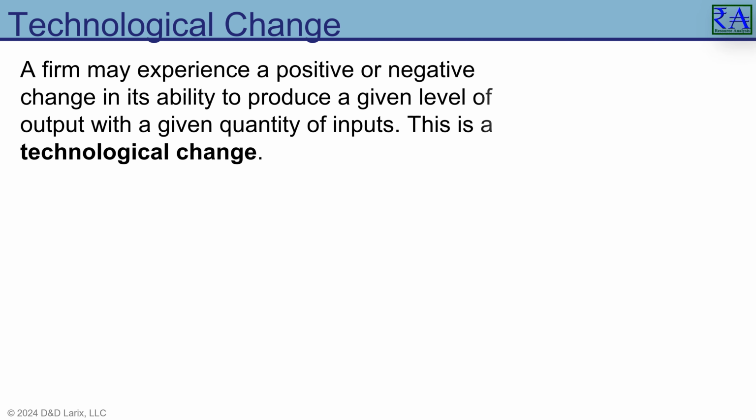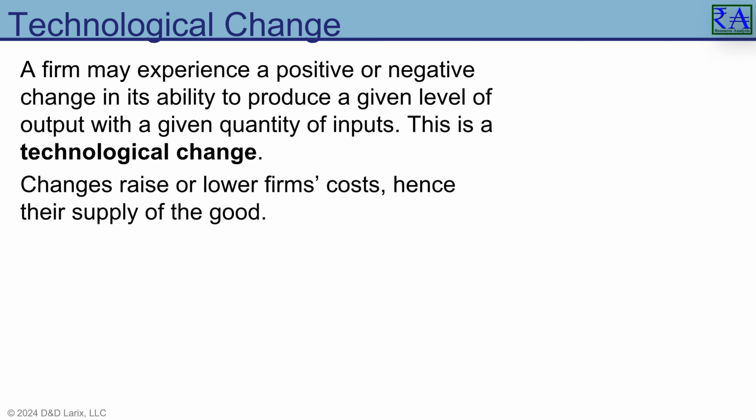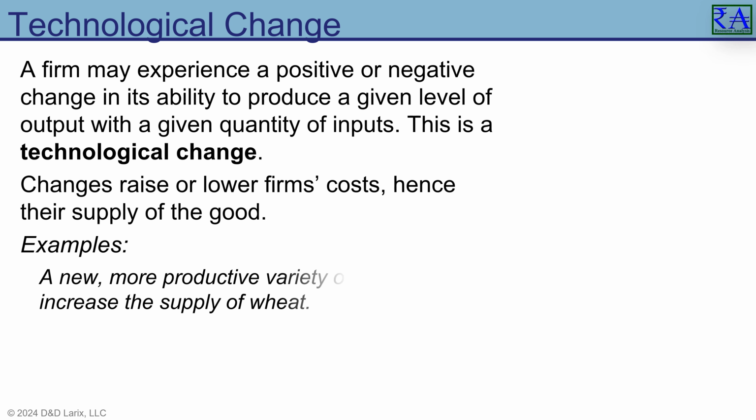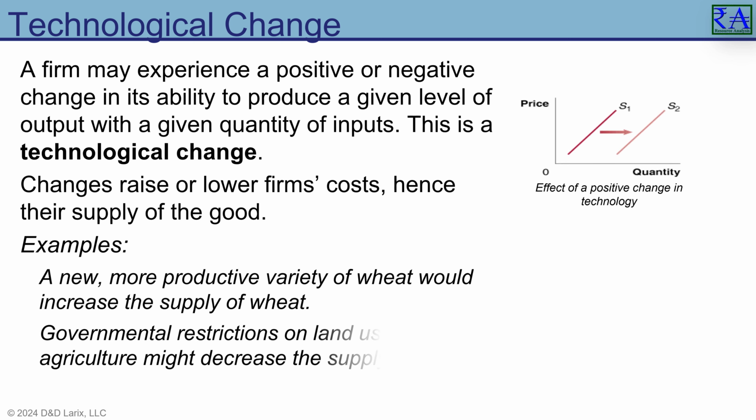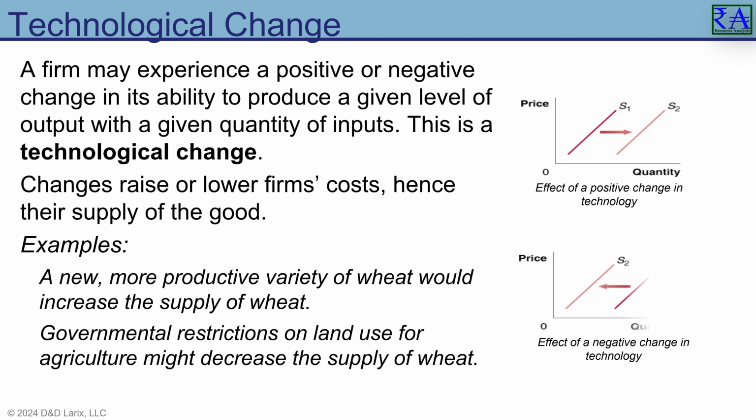Technological change is a positive or negative change in the ability of a firm to produce a given level of output given quantity inputs. A positive technological change will shift the firm's supply curve to the right. A negative technological change will shift the firm's supply curve to the left.